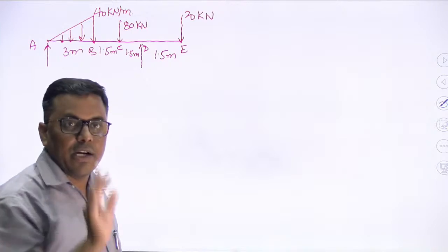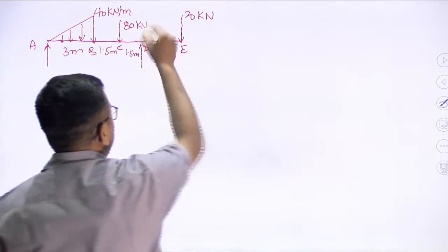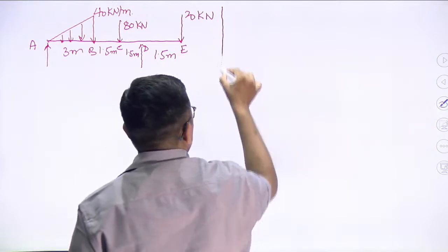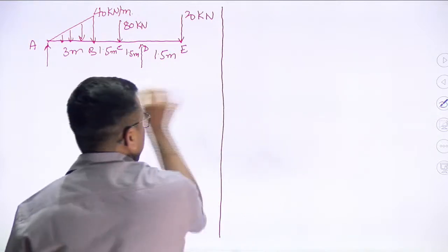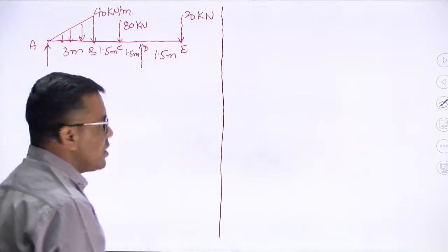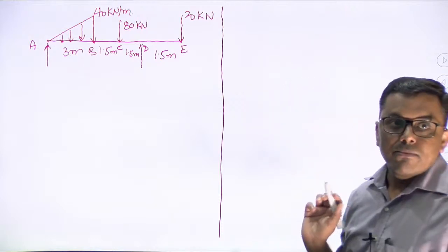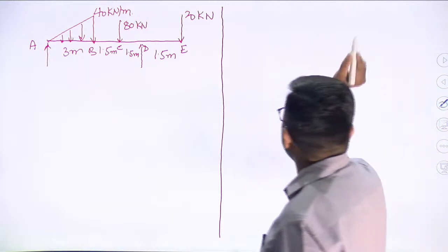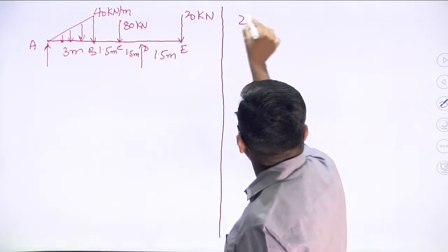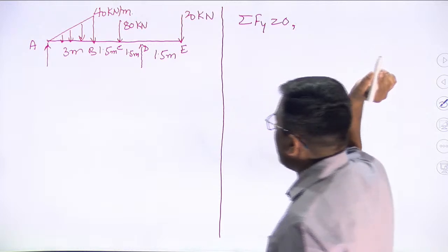Let's start. What is the first step? This is the place I am leaving for the shear force and bending moment diagram, so here I will be solving the question. The first step is to find out the support reaction, and for finding out the support reaction, I am putting sigma Fy equal to 0.